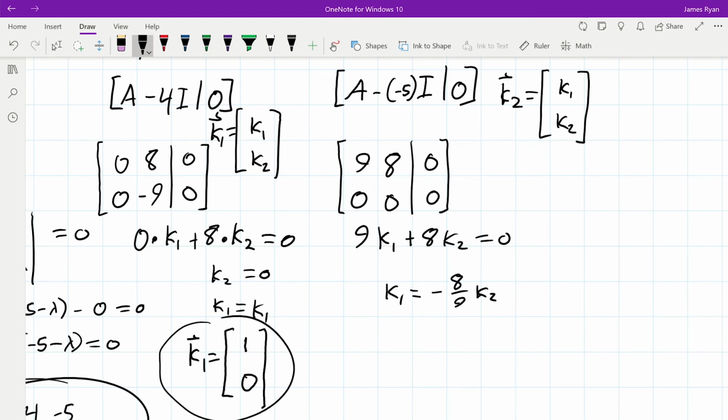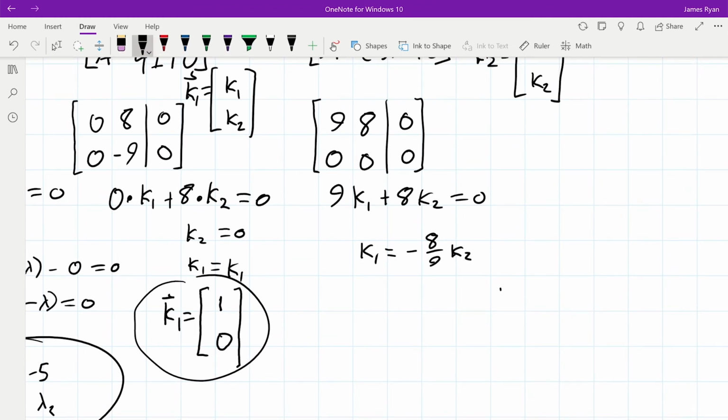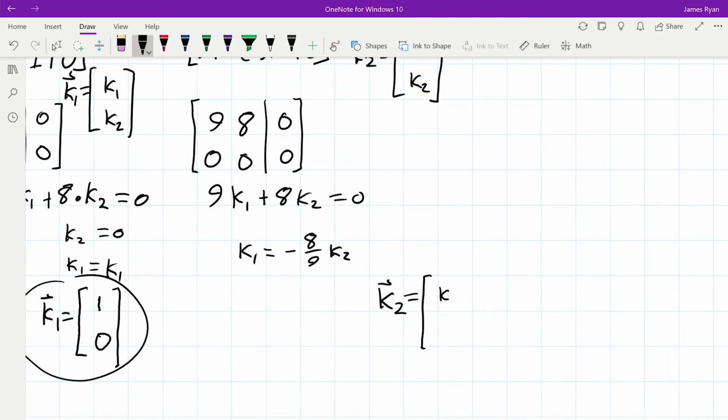So if k1 is negative 8 over 9 k2, when we form the eigenvector k2, we don't want to have negative 8 over 9 k2, k2. We want to put in actual numbers. So what we'll do is we will let k2 be negative 9, then k1 is 8. And so our eigenvector k2 is 8, negative 9.